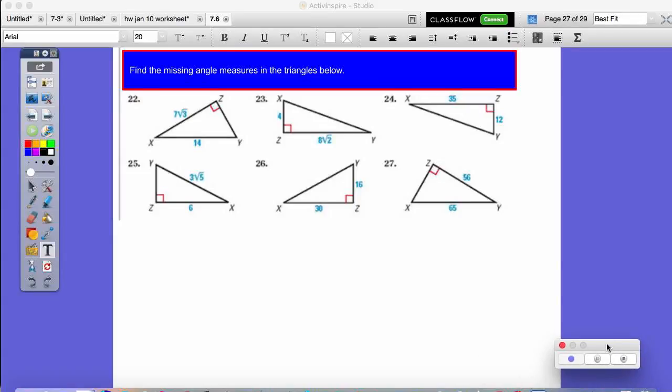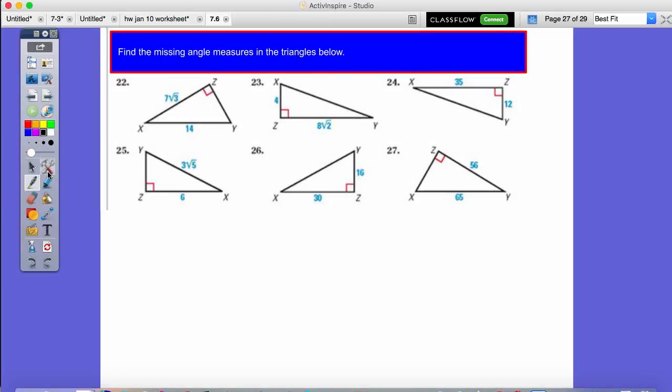So we're going to put together a video going through this homework. This was, I believe, page 472. It's problems 22 to 27, but for our class, I wanted you to find the measures of the missing angle. So I'm going to go through problem 22 again, although we did it in class. We want to find the measures of angle X and angle Y.